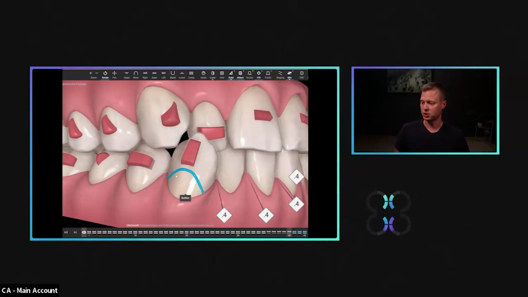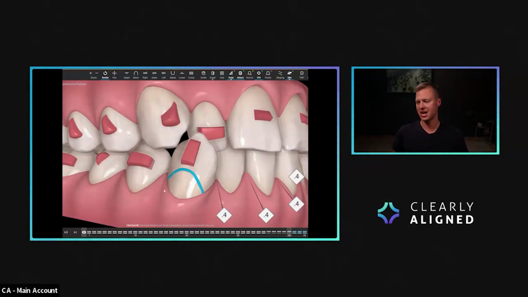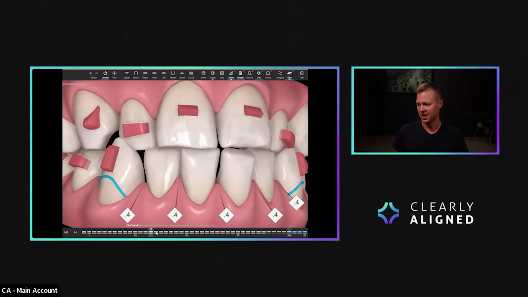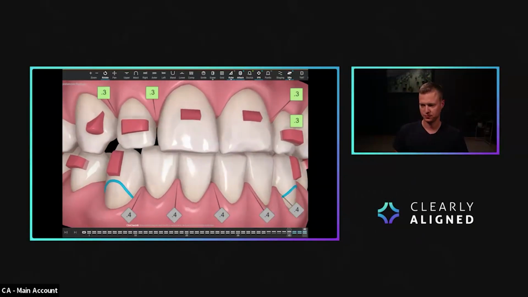But I want to ensure that if it doesn't happen, that I don't need to waste my time putting new attachments on the teeth, right? I can just go ahead and leave that attachment in place and then finish any of the movements.